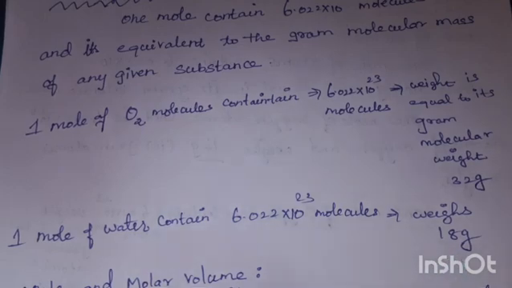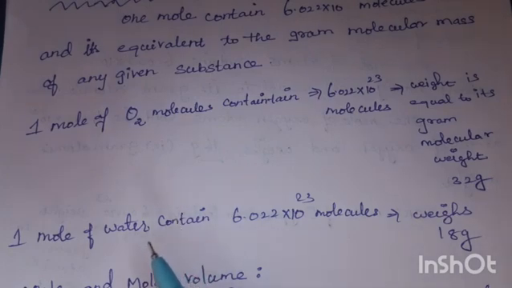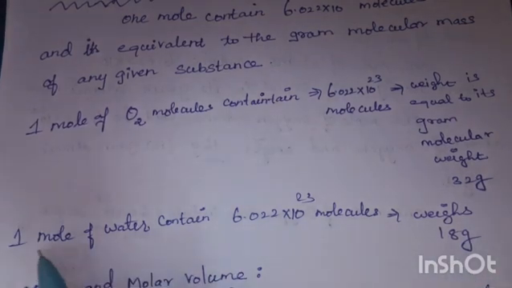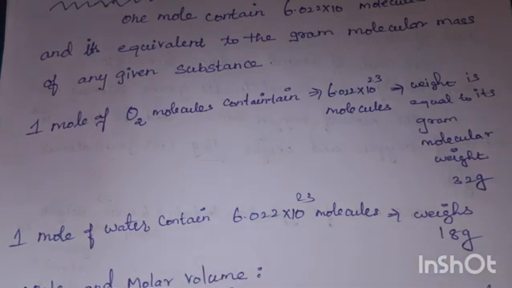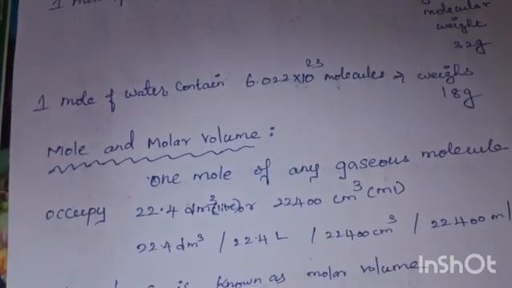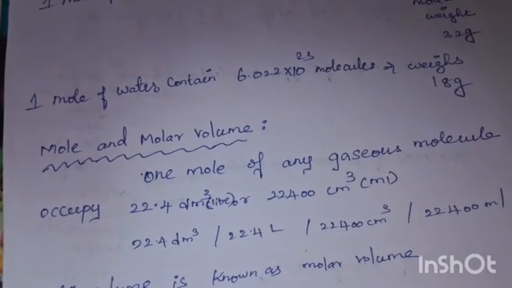What about the molecular weight of water? It is 18. When you write it in gram, that is its gram molecular mass. So 1 mole of water contains 6.022 into 10 to the power of 23 molecules. Weight respective to these molecules is the gram molecular weight of water, that is 18 gram. Okay, mole and molar volume.